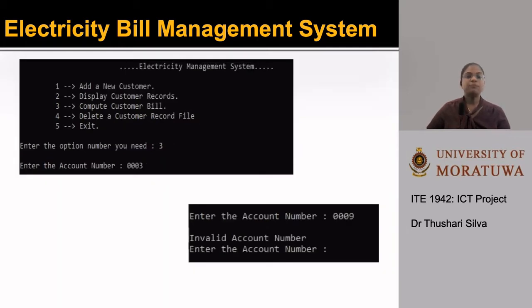And now think about option 3, which is the complicated functionality provided in this system: compute customer bills. Of course, the system has been validated by entering valid ID numbers and account numbers. If a wrong one is inserted, that will not be entertained, and you will be asked to enter the customer account number again. So that sort of simple validation has been performed.